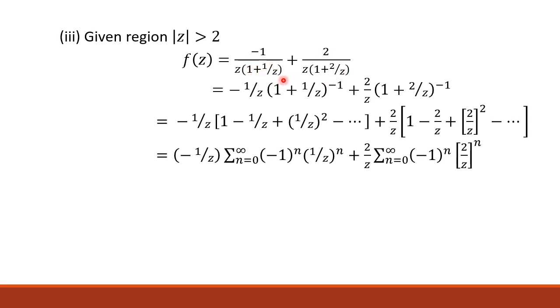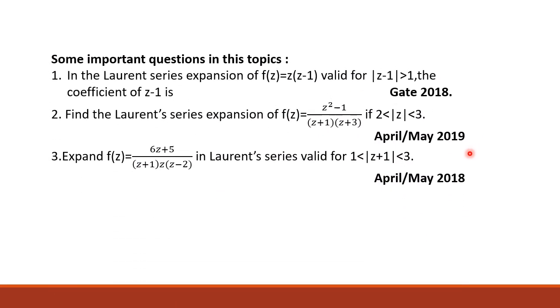Now take (1 plus 1 by z) and (1 plus 2 by z) to the numerator, they go to the power minus 1. Now apply the binomial expansion. The expansion is 1 minus 1 by z plus (1 by z) the whole square minus etc. For the second term the expansion is 1 minus 2 by z plus (2 by z) the whole square minus etc. It may also be written as minus 1 by z into summation n equal to 0 to infinity (minus 1) the whole power n (1 by z) the whole power n plus 2 by z into summation n equal to 0 to infinity (minus 1) the whole power n into (2 by z) the whole power n. In this way, we have to express the function as a Laurent series.